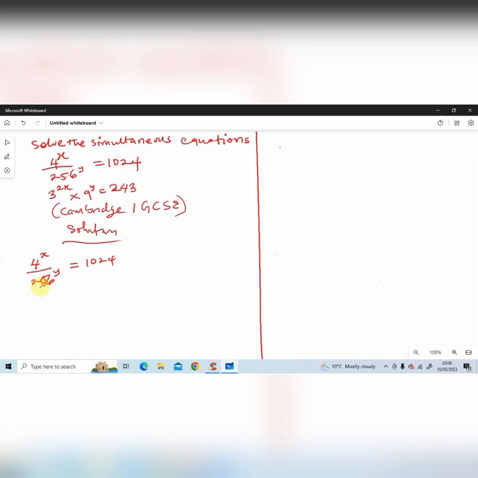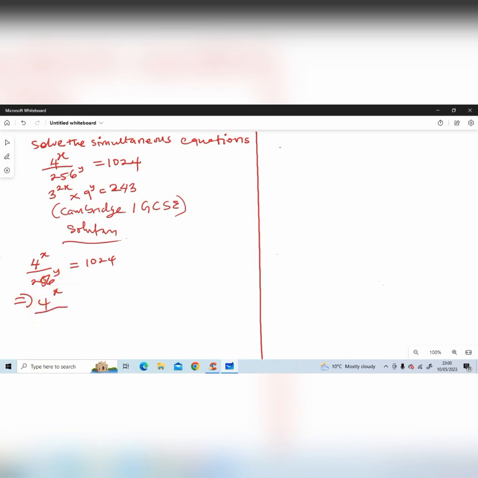Because these are exponential functions, what I need to do is to make 256 have the same base as 4, and also 1024 to have the same base as this and this. In a nutshell, I'm going to make everything here have 4 as a base in order to simplify. So this is the same thing as 4 exponent x divided by 256 exponent y.